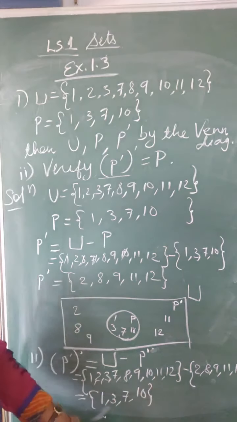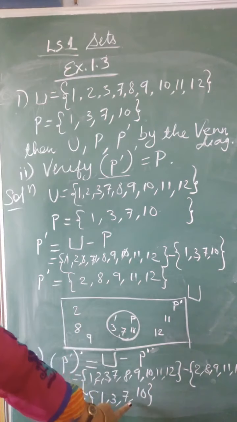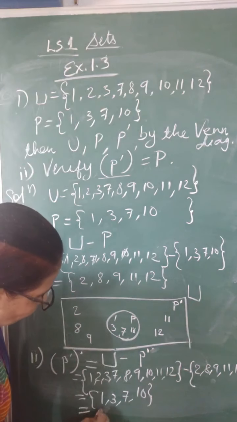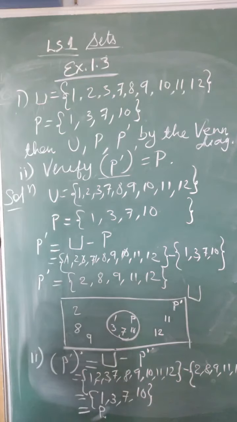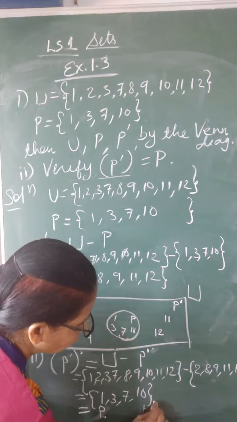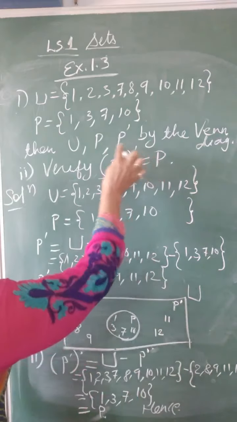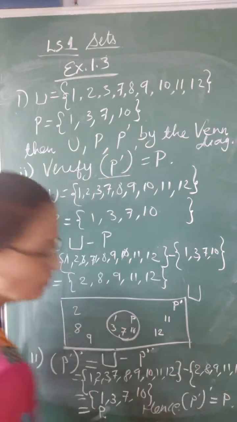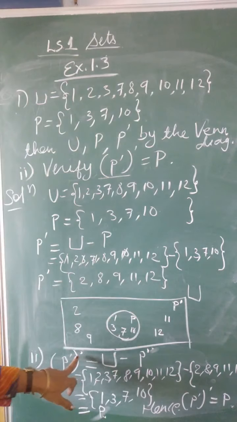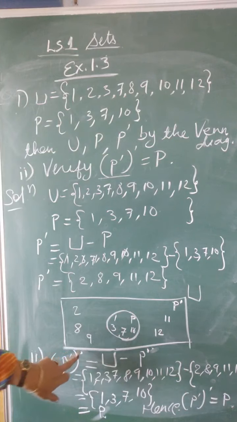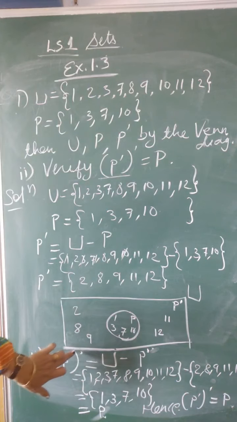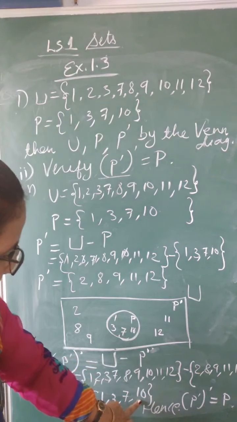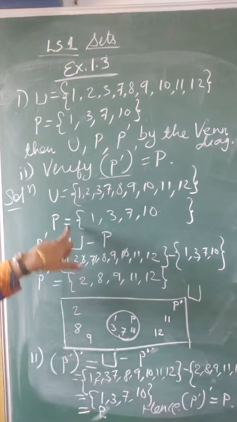Now children, you see this 1, 3, 7 and 10 is nothing but the elements of P. So what will you write? Therefore it is equal to P. Hence it is verified. Hence what you have to verify? Complement of P dash is equal to P. So complement of P dash means subtract the elements of P dash from the universal set. As you can see, after simplifying, 1, 3, 7, 10 are left, and these are already the elements of P.